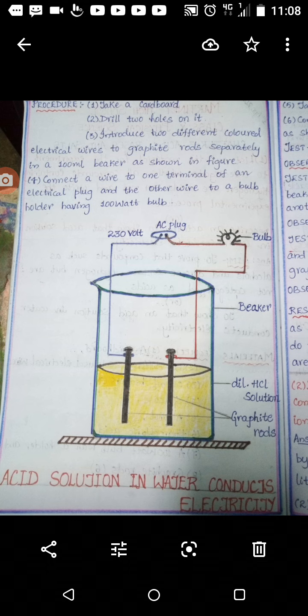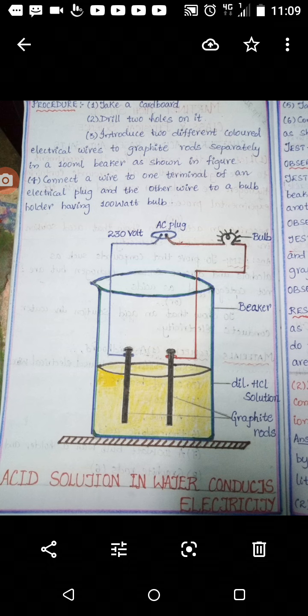One end of the copper wires are connected to the black colored graphite rods. The 2 different copper wires here are taken as blue color copper wire and red color copper wire, and the other end of the copper wires are connected to an AC plug. The red colored copper wire is in turn connected to an AC plug through a bulb that is of 100 watts, and the current flowing through these 2 wires is 230 volts.